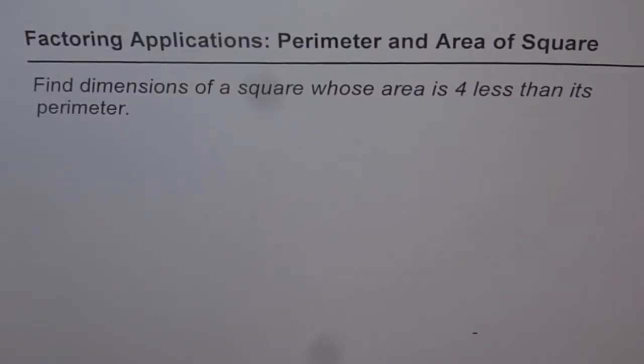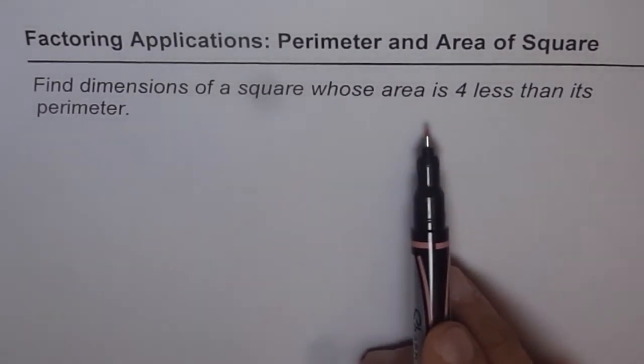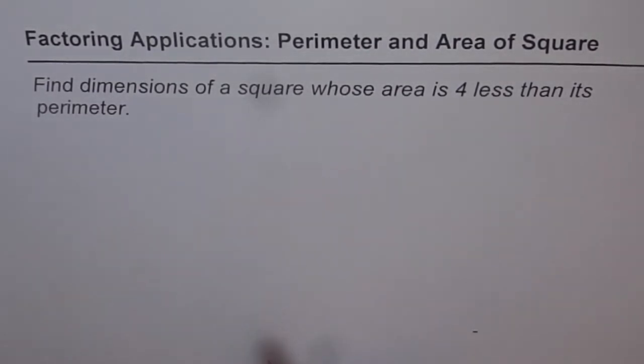Let us see some factoring applications. Here is one where we are checking perimeter and area of a square. The question is, find dimensions of a square whose area is 4 less than its perimeter.